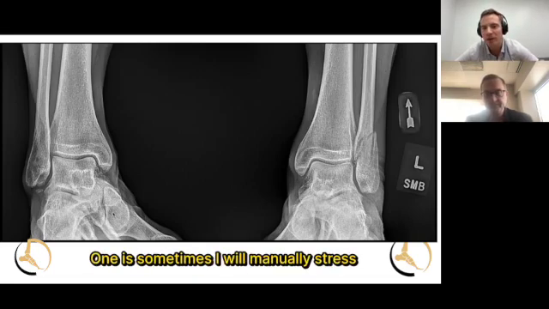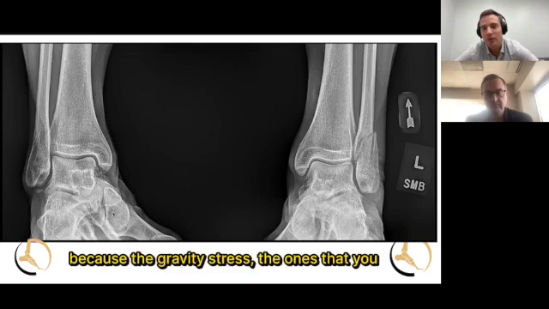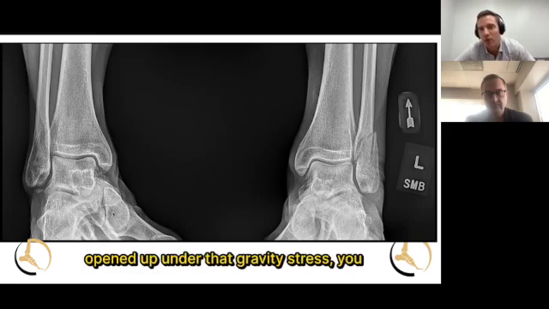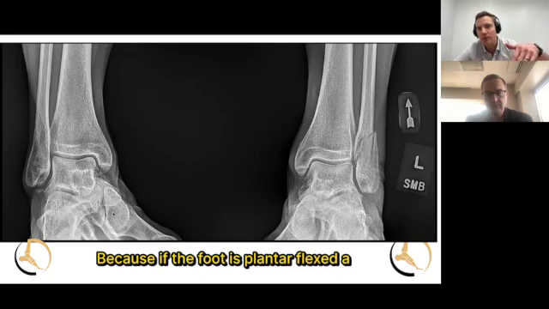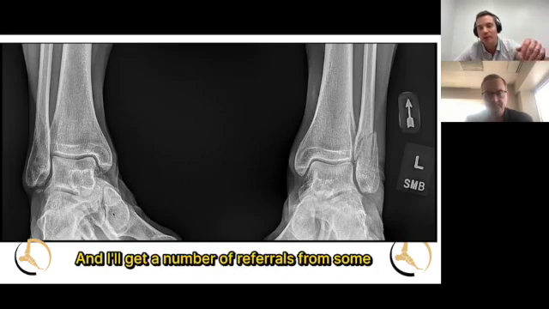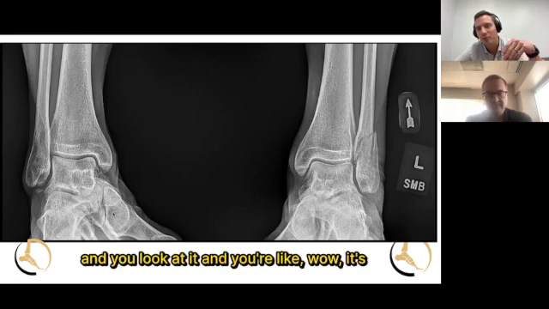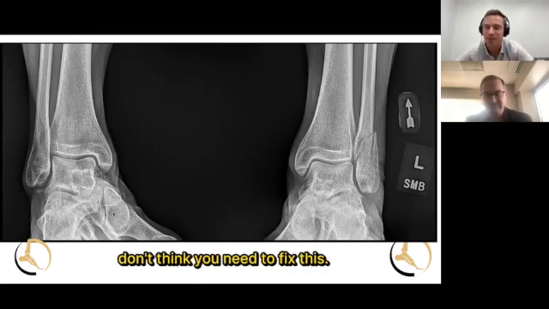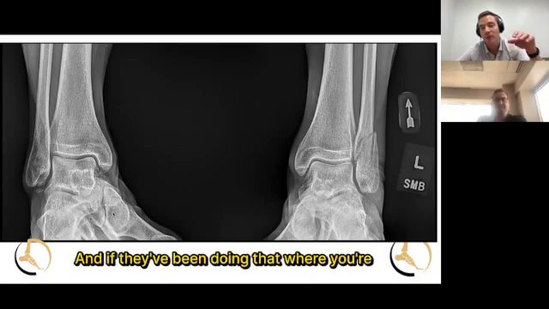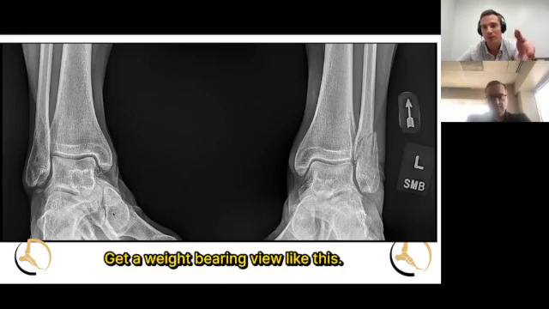Two thoughts. One is sometimes I will manually stress these, because of the gravity stress, the ones that you think opened up under that gravity stress, you really have to pay attention to what the foot is doing, because if the foot is plantar flexed a little bit, it opens that space up a little bit. And I'll get a number of referrals from some of my partners, and they're like, oh, they have an unstable stress view, and you look at it and you're like, well, it's really plantar flexed, and they're walking on it, and so they come to you for surgery, and then you're like, I don't think you need to fix this. Yeah. So really look at the stress view, and if you're trying to think, well, this doesn't make sense, get a weight bearing view like this, and I think you'll answer a lot of questions.